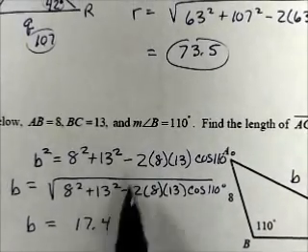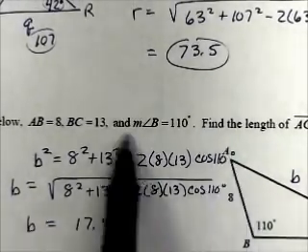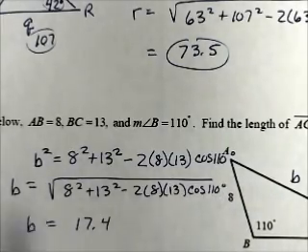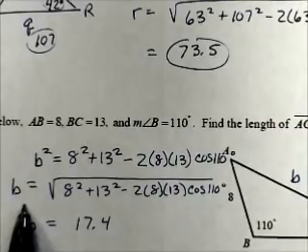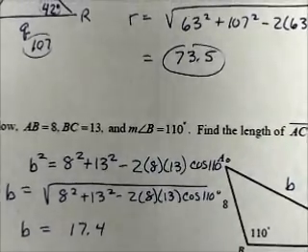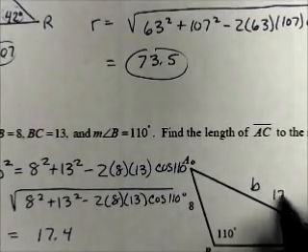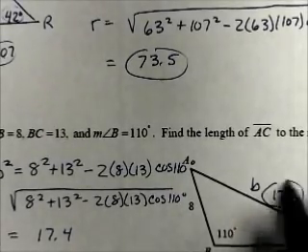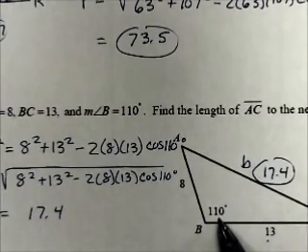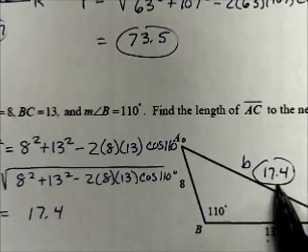Again, you would need to show substitution into the formula. That's this work here. And then I want you to have the variable by itself on the next line, and then go to the calculator. Okay, now does this make sense? Is this reasonable? 17.4? Well, yes, because this is the largest angle of the triangle, 110 degrees, so that needs to be the longest side.